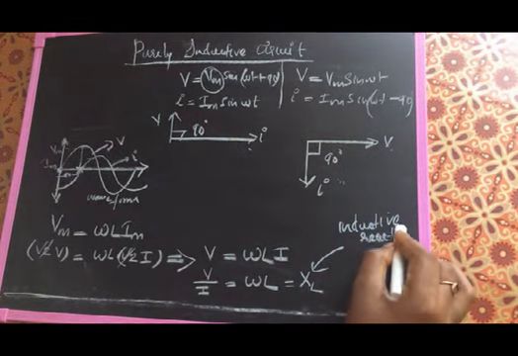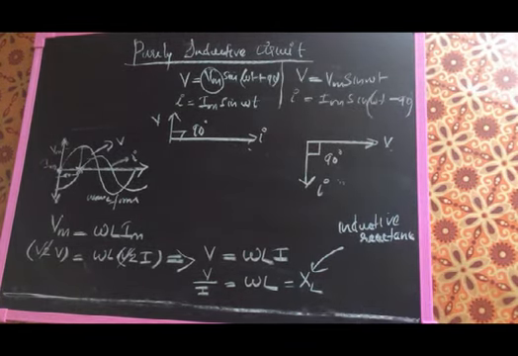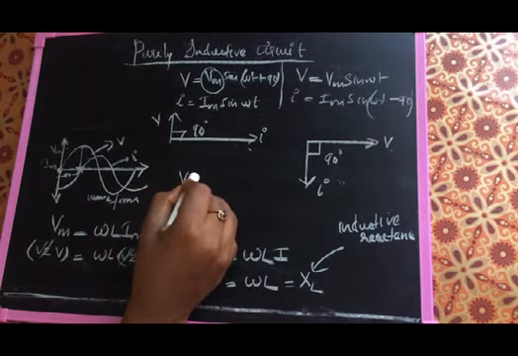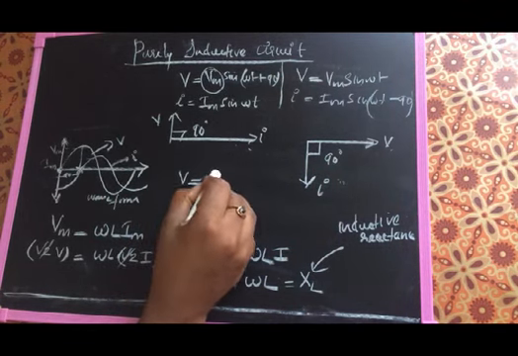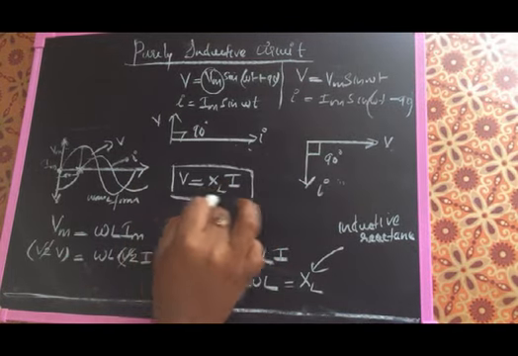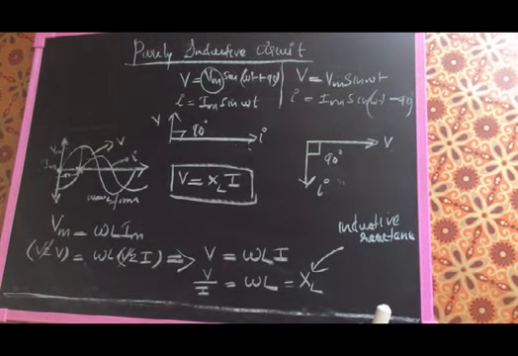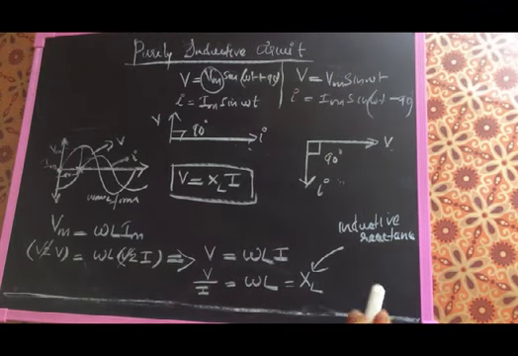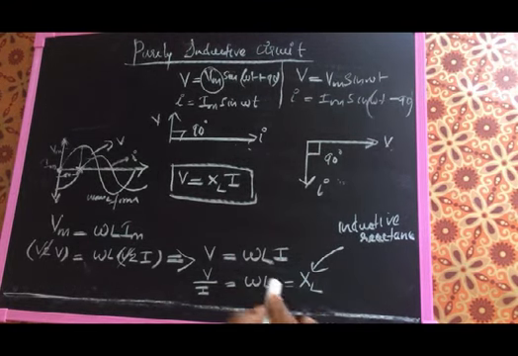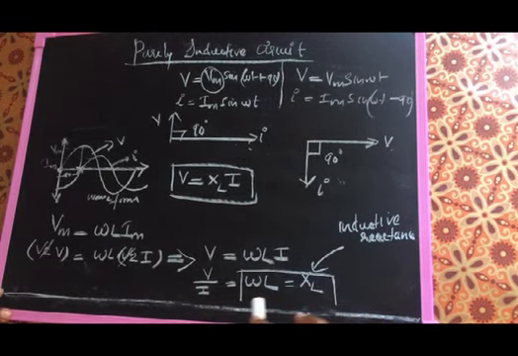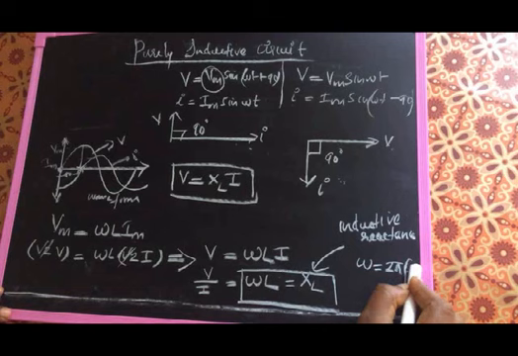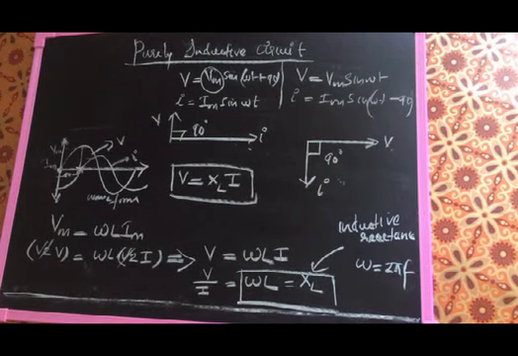Inductive reactance. So in a purely inductive circuit, you can write the voltage equation as V is equal to XL into I. Similar to V is equal to IR in a purely resistive circuit, where this XL is the inductive reactance. So what is the equation of XL? XL is equal to omega into L, and omega, we know, is equal to 2 pi F, where F is the frequency.